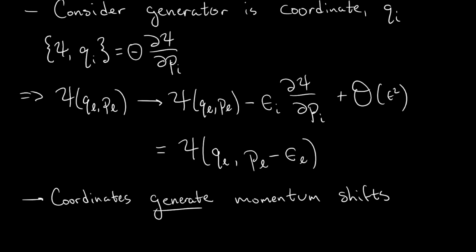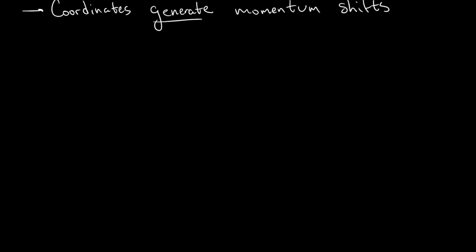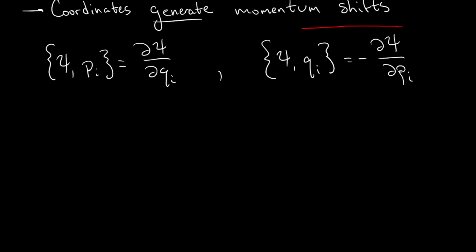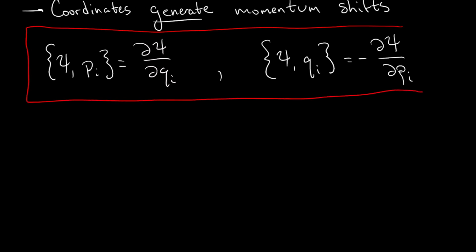Okay, so I'm going to write down these relations here: the momentum p_i acting on ψ gives ∂ψ/∂q_i, and the coordinate q_i acting on ψ gives minus ∂ψ/∂p_i. So these are essentially the ways that I generate respective shifts in either position or momentum.